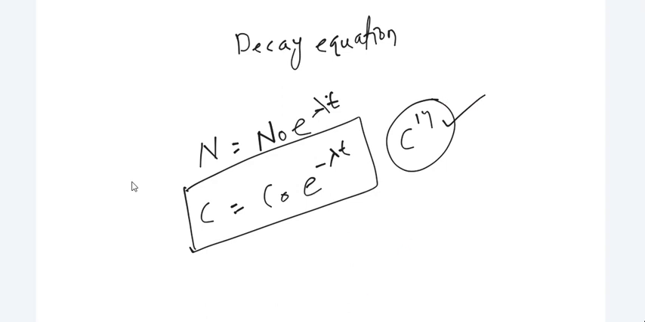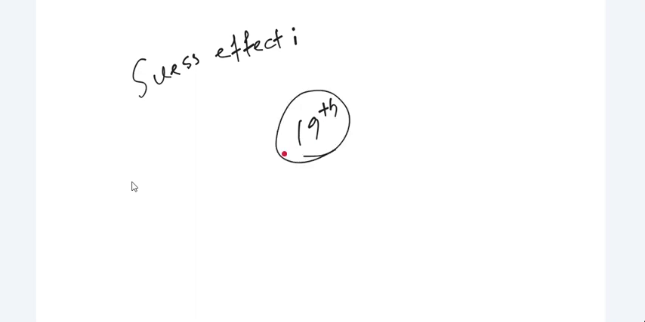But after that, there is an effect called the Suess effect. What is the Suess effect? There was a scientist, Suess. He or she, I don't know which, gave a theory that after the 19th century, the production of carbon multiplied exponentially, due to the industrial revolution.